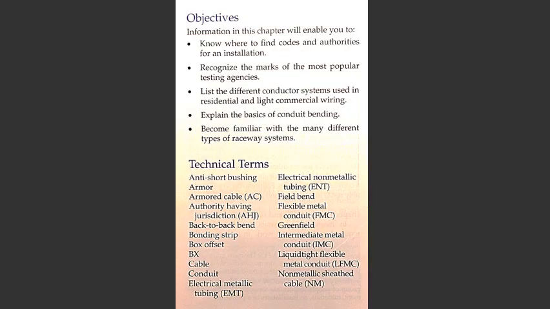The objectives of this chapter include to know where to find codes and authorities for an installation, to recognize the marks for the most popular testing agencies, to list the different conductors or conductor systems used in residential and light commercial wiring, to explain the basics of conduit bending, to become familiar with the many different types of raceway systems, among other objectives.